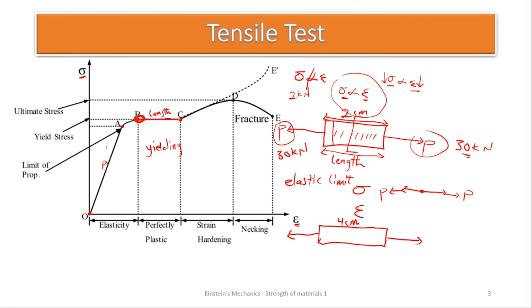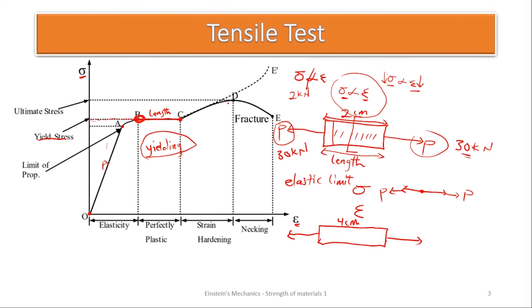From C to D, there is a phenomenon that is also going to happen. The place where the elongation started without an increase in the force is called the yield stress. That's what I call the yielding. The process is called what? Yielding.